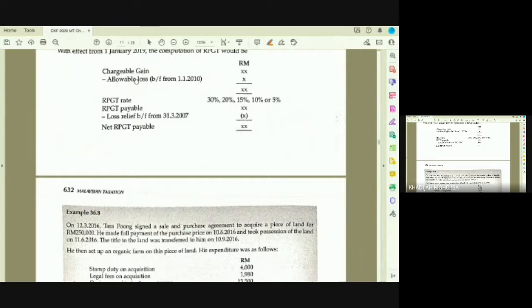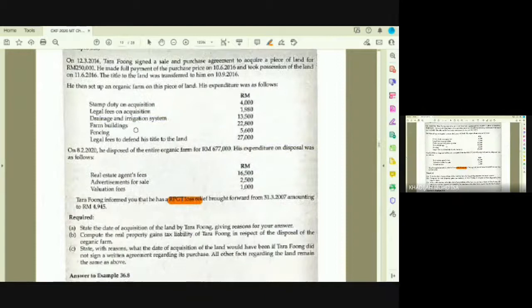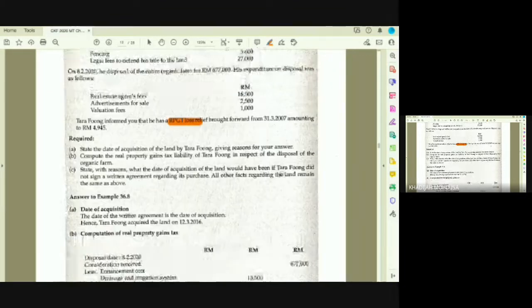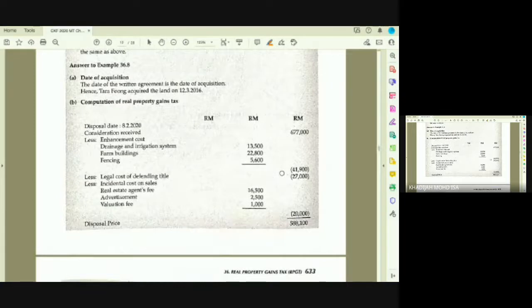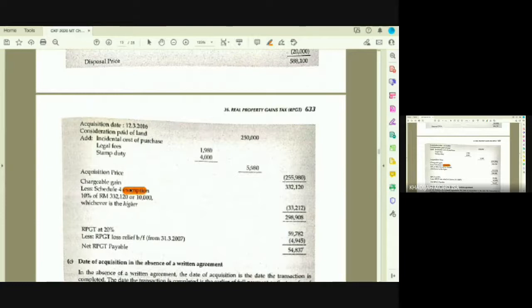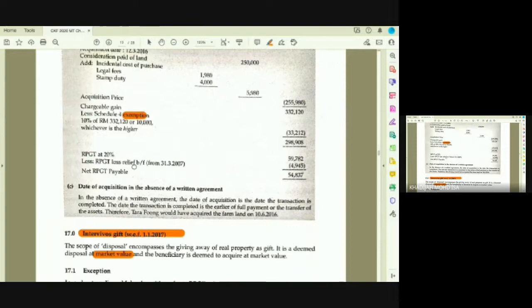Chargeable gain minus allowable loss, right? If an individual, you have exemption, and then your loss relief is against your RPGT payable. So in a question, for example, they give you a scenario, and then they give you RPGT loss relief brought forward from 2007. Once you have this loss relief given, you compute your RPGT: chargeable gain minus your exemption, then your RPGT rate, and then you minus your RPGT loss relief. So that's how you make use of the loss relief in your computation.